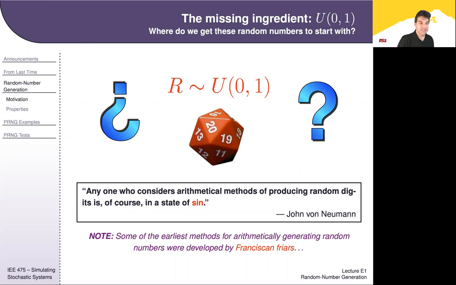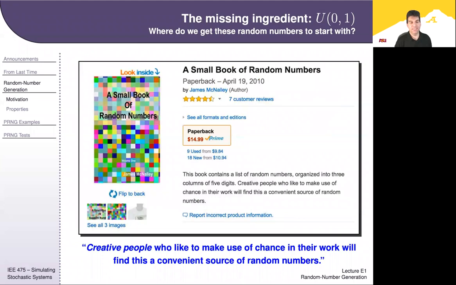One place that you can go to get random numbers is actually books. This looks like a joke, and if you look at the reviews on Amazon, you'll find that some people view this as kind of a joke. But it is marketed as: creative people who like to make use of chance in their work will find this a convenient source of random numbers. So this is a book of random numbers.